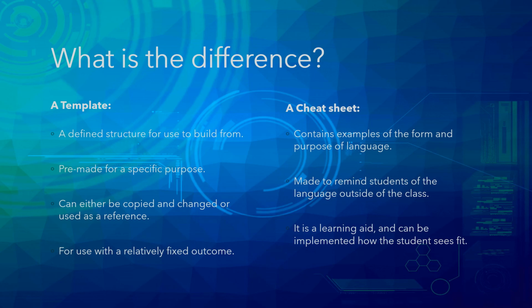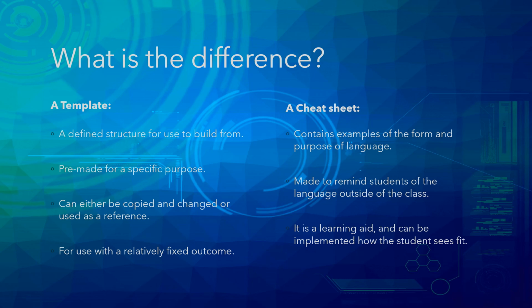However, as it's just the structure, the content can be changed completely. So it doesn't matter what the letter's about, but the structure is always the same. The format is always the same. Hence why it's pre-made for a specific purpose. So this might be a report, or this may be a reference letter, or a complaint email, or a scheduling email, something like this. It's always the same purpose. It will always have the same structures for that purpose.